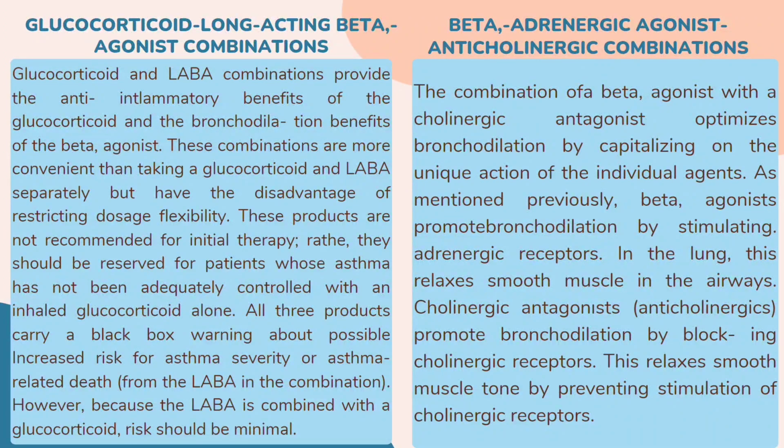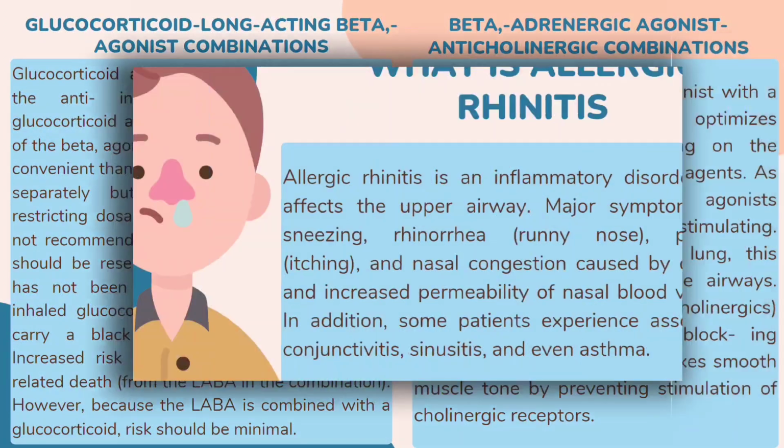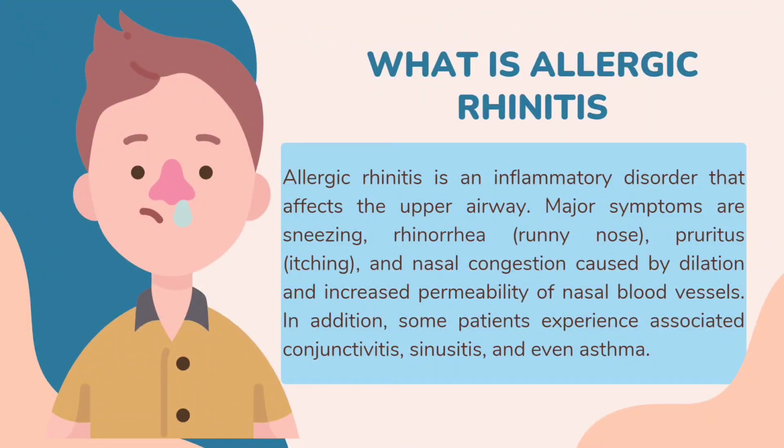Additionally, beta-2 agonists primarily affect the bronchioles, whereas anticholinergics primarily affect the bronchi. This action in different areas of the airways further enhances bronchodilation. So now let's move on to our next topic, the drugs for allergic rhinitis, cough, and colds. But let's first define what allergic rhinitis is.